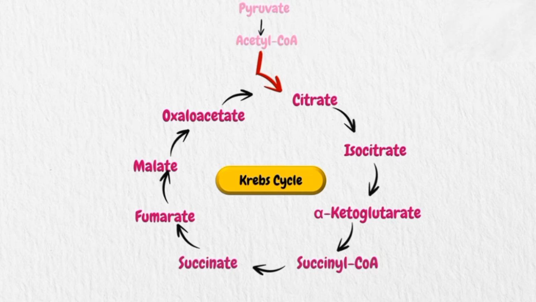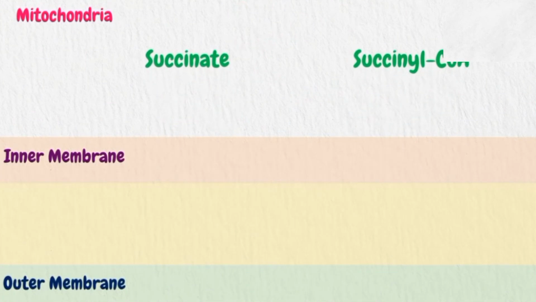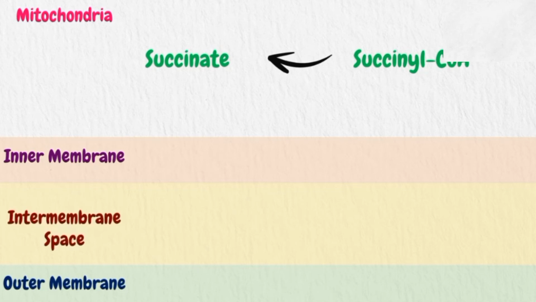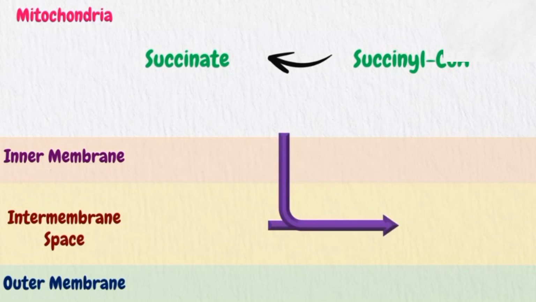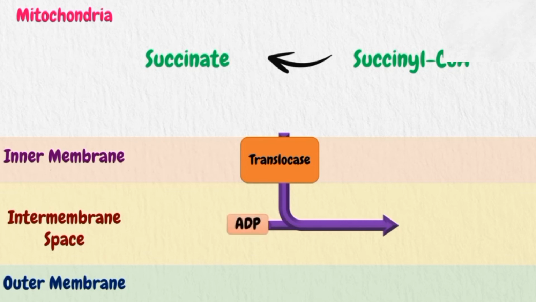The reaction is catalyzed by succinyl coenzyme A synthetase, and produces guanosine triphosphate, GTP, which is structurally like ATP. The enzyme nucleoside diphosphate kinase catalyzes the conversion of GTP to ATP in the inner membrane space. Did you know that the inner membrane of the mitochondrion is impermeable to ATP? A protein complex known as the ATP ADP translocase is needed for the export of ATP in return for the import of ADP and phosphate anion.